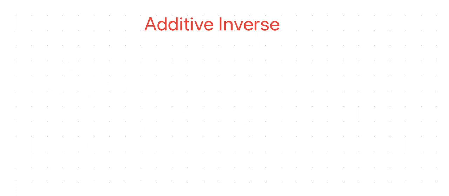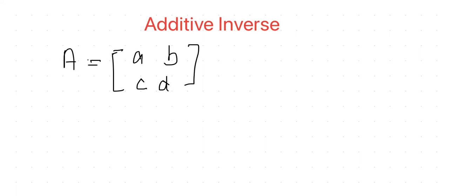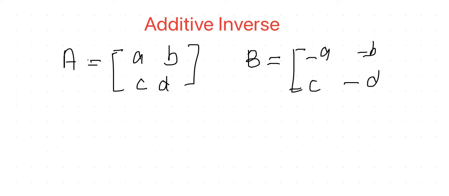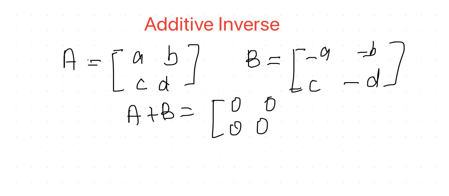So if I take a matrix A, suppose this is given by a, b, c, d. And then I take another matrix, suppose B, which is given by minus a, minus b, minus c, minus d. Then when you add them up, A plus B, what will this be equal to, children? See, a minus a will be 0, 0, 0, 0. Then B will be called the additive inverse of A. So this is called additive inverse, children, and it is always denoted by minus A.